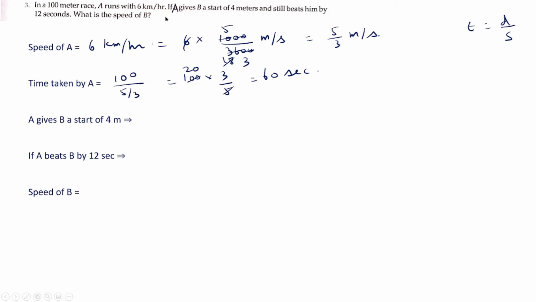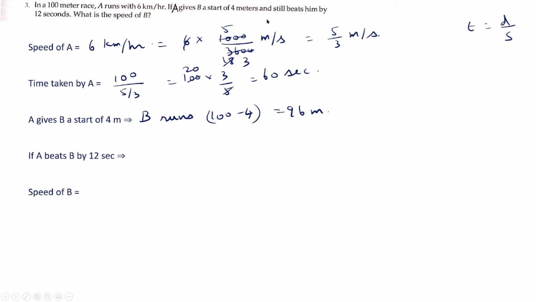Here it is given A gives B a start of 4 meters. It means B runs for 100 minus 4, which is 96 meters.